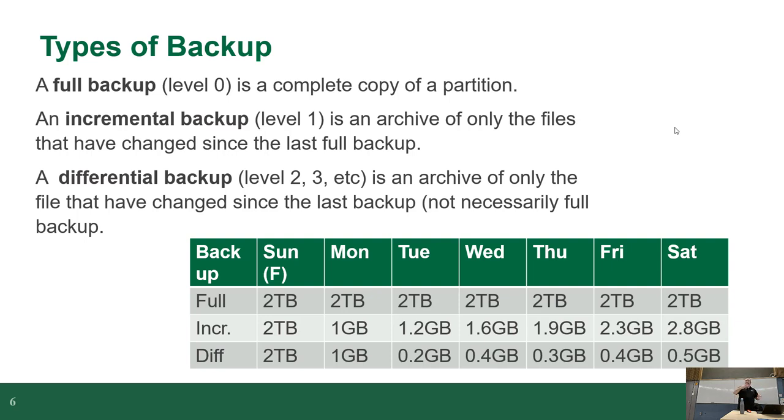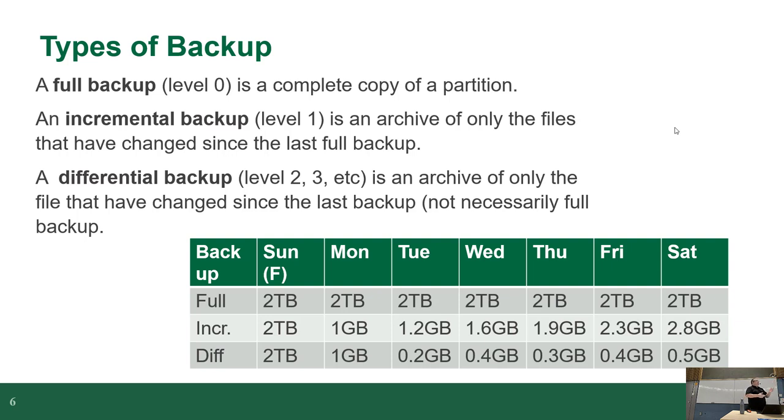So an incremental is only what has changed since the last backup. And then a differential backup, also known as a level 2, 3, et cetera. It only archives what's changed since the last backup. Notice it doesn't say the last full backup. So day one, you do a full backup. Day two, you do an incremental. So you only back up what changed from day one to day two. Day three, you only back up what's changed from day two. So each day, the backups get smaller and smaller and smaller. And then on day seven, you do a full backup once again, and then you start that whole song and dance.